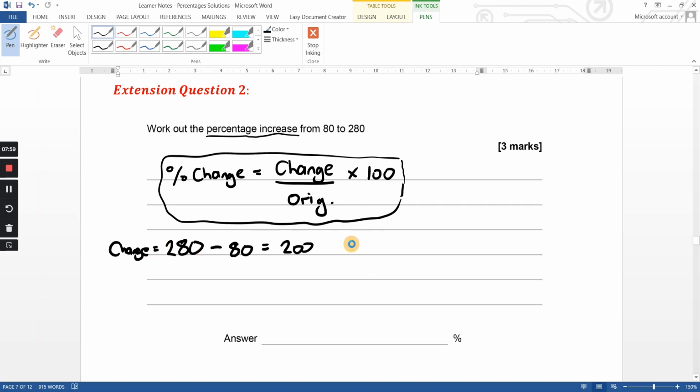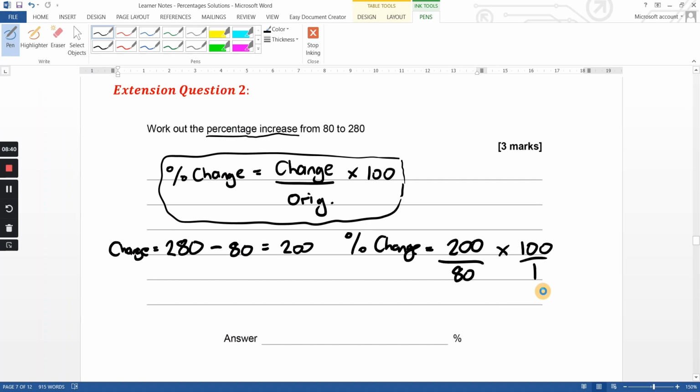Okay, so now percentage change is going to be 200, that's the change, over the original. Well, it was originally 80, because you're changing from 80 to 280. And you want that as a percentage, so you'll have to times by 100. Oh, we're going to have to simplify this without the calculator. How should we do this? Let me see. I'll tell you what, let me do it over 1, like how you've got two fractions multiplying each other.